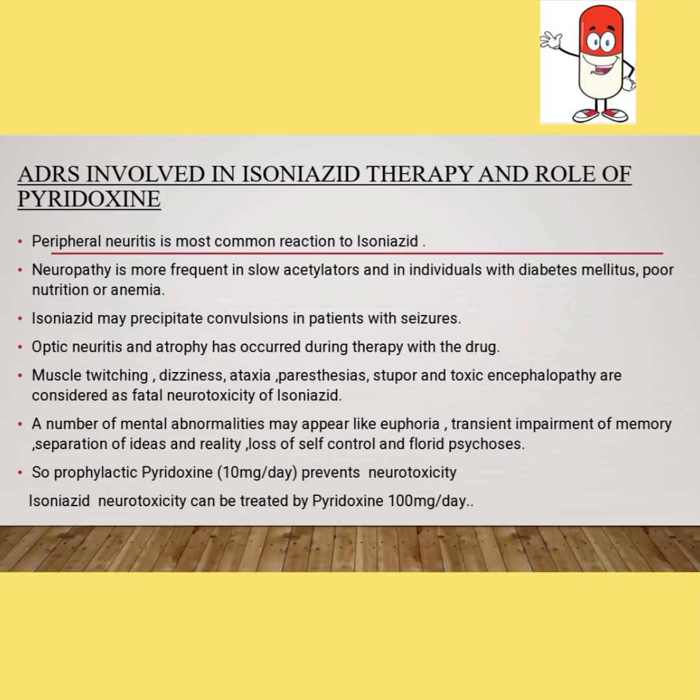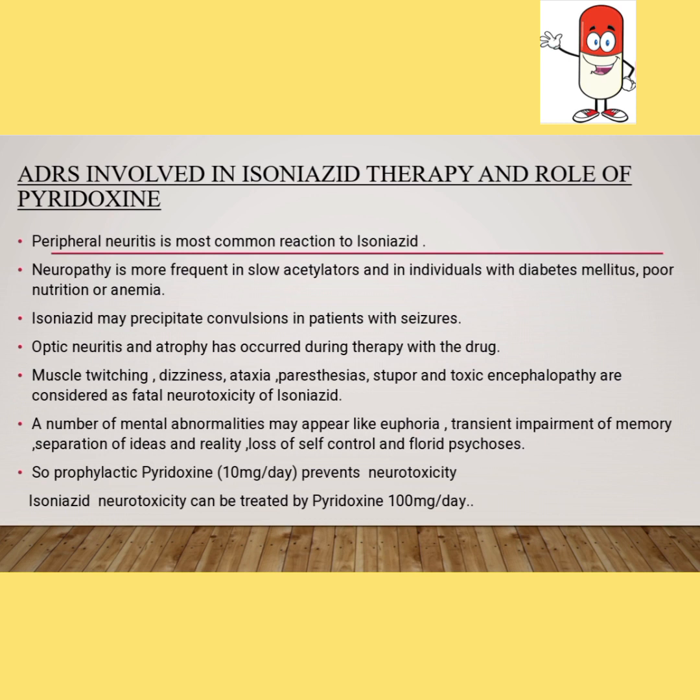Let us now study about the ADRs that are involved in isoniazid therapy and the role of pyridoxine. As we all know, peripheral neuritis is one of the most common reactions involved in isoniazid therapy. Neuropathy is more frequent in slow acetylators. We will study later what slow acetylators and fast acetylators are. Even individuals who have diabetes mellitus, poor nutrition, or anemia have this neuropathy condition. What is neuropathy? It is nothing but dysfunction in one or more peripheral nerves.